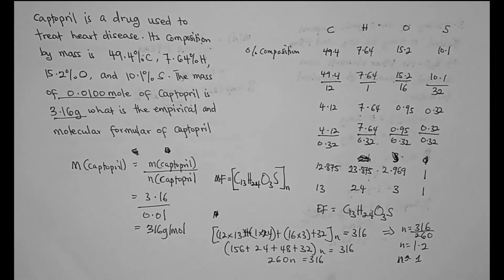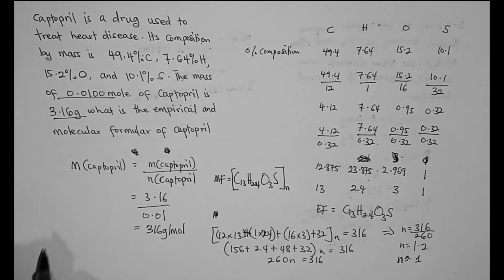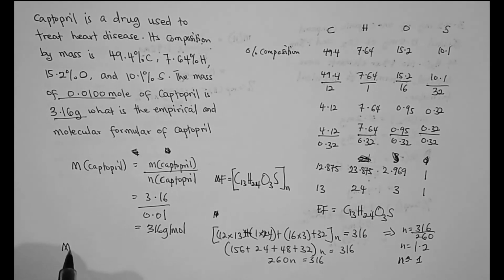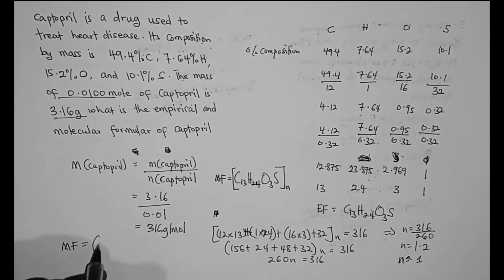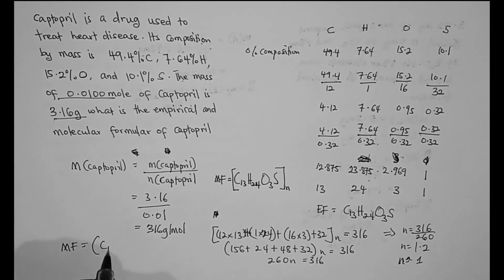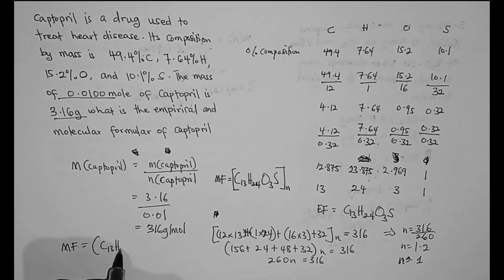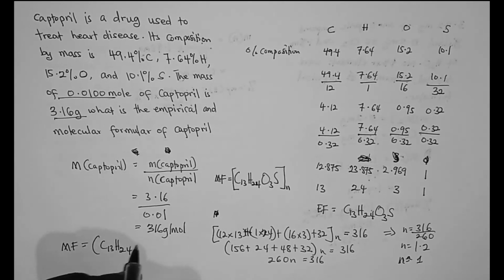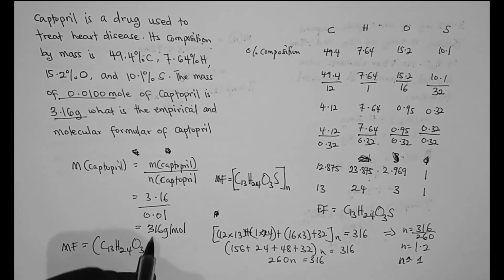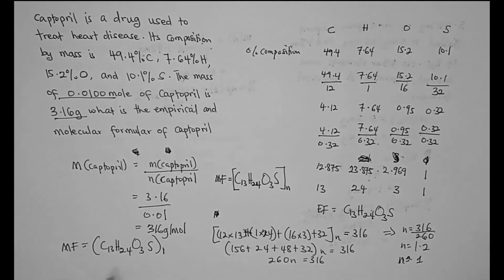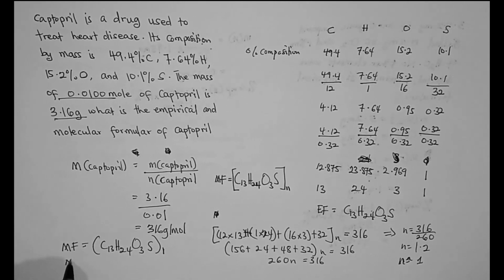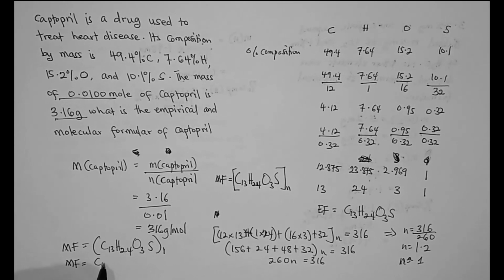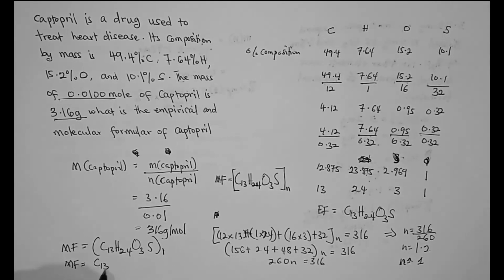And since n is equal to 1, it means that the molecular formula is in brackets C13H24O3S times 1. So 1 multiplied by this will give us a molecular formula which is equal to the empirical formula. So the molecular formula is also equal to C13H24O3S.